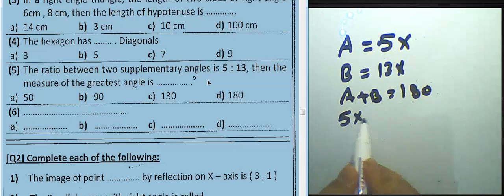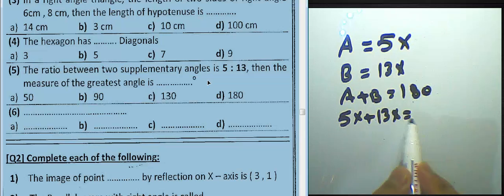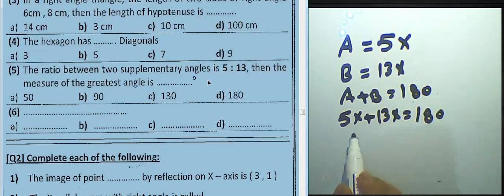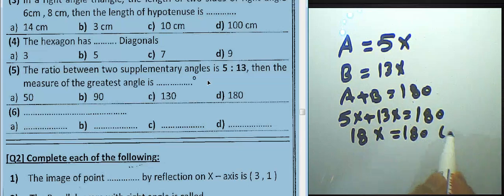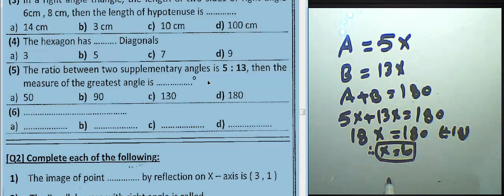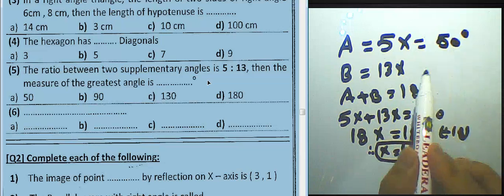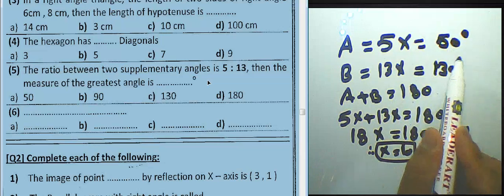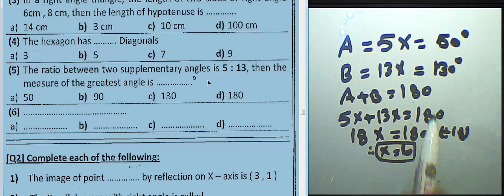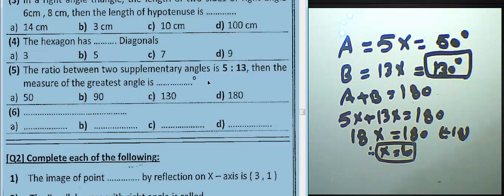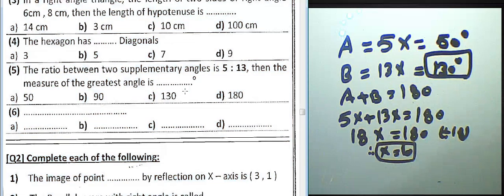Then 5x plus 13x equals 180. The result will be 18x equals 180. We divide by 18, then x equals 10. Then the measure of the first angle will be 50 degrees, and the second angle will be 130 degrees. He asked about the greatest, so the greatest will be 130 degrees. Choose letter C for question 5.